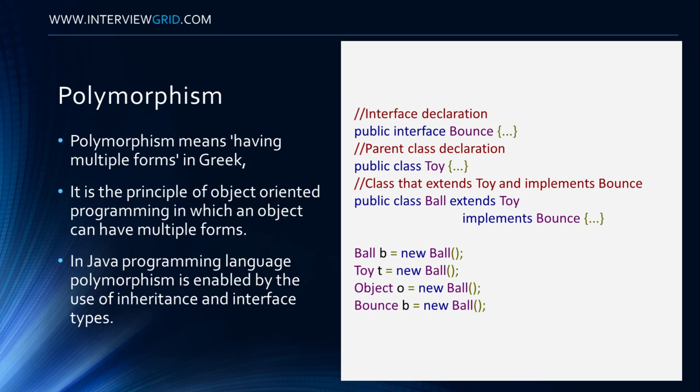Technically, every object in Java programming language is polymorphic since it has at least two is-a relationships: is-a relationship to itself, and is-a relationship to the class object, which is the parent class of all Java classes. In below example, an object of type ball is polymorphic because it can be referenced in four different ways. 1. Referenced with its own class type ball. 2. Referenced with its parent class type toy. 3. Referenced with the super class type object, and 4. Referenced with its interface type bounce.